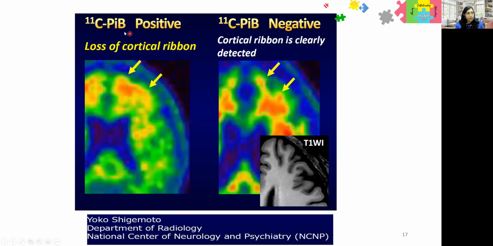Carbon-11 PIB is a radiotracer that can also be used to detect amyloid deposition in the brain. And here, for the patient with the loss of cortical ribbon and poor gray-white matter differentiation, this indicates a positive amyloid scan. And for the preserved cortical ribbon indicating a good gray-white matter differentiation, this indicates a negative scan with nil or insignificant amount of amyloid deposition in the cerebral cortex.